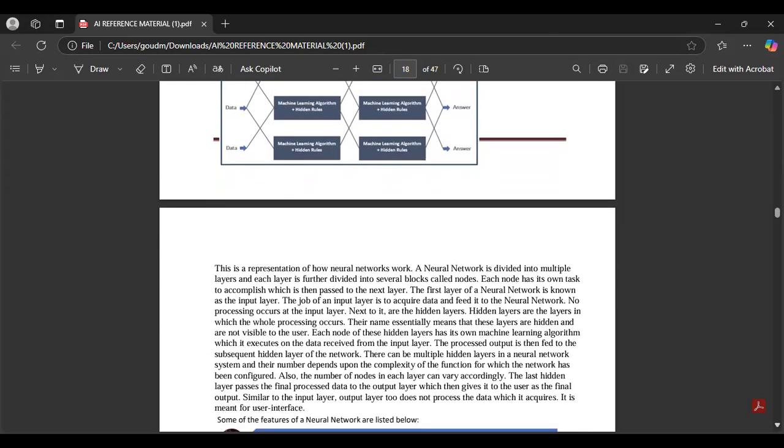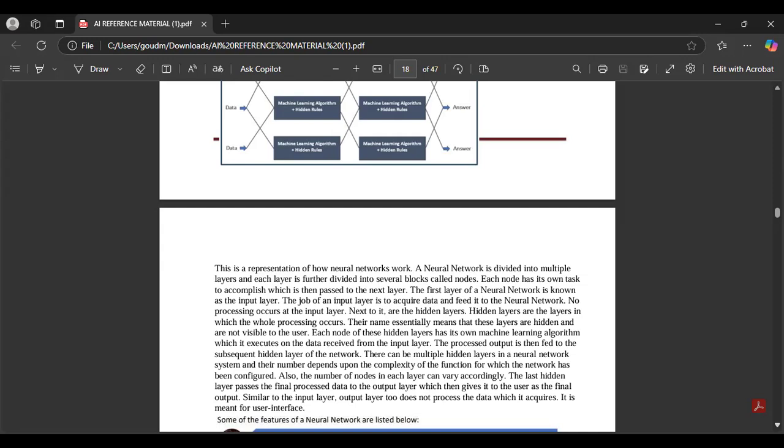Input layer means we will give the input. We will have only one input layer, and each layer is further divided into several blocks. Those are called nodes. Each node has its own task to accomplish, which is then passed to the next layer. The first layer of a neural network is known as the input layer. The job of an input layer is to acquire data and feed it to the neural network. It will take the data from the user and send that data to the hidden layer. Here you can have multiple hidden layers, children. Very clearly I'm saying, you can have only one input layer, but multiple hidden layers.